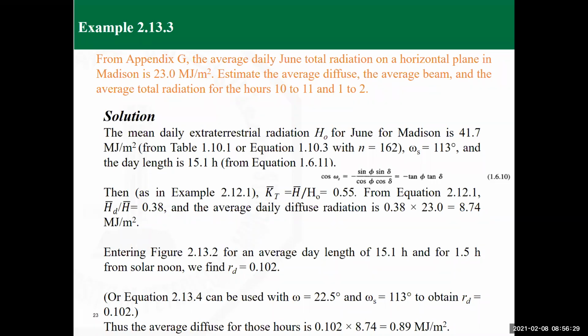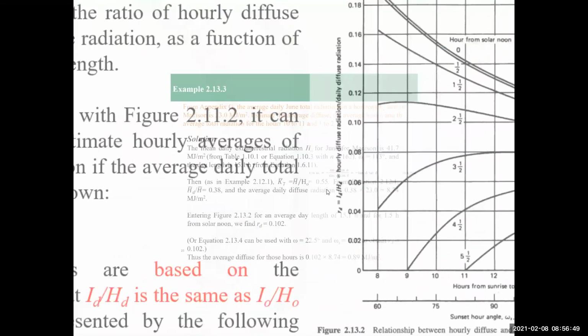KT. KT is H over H naught. H naught has been calculated, H is given, so we can get the value of the KT here, from which we can calculate the ratio HD over H is equal to 0.38. The HD over H, again, it's been given.